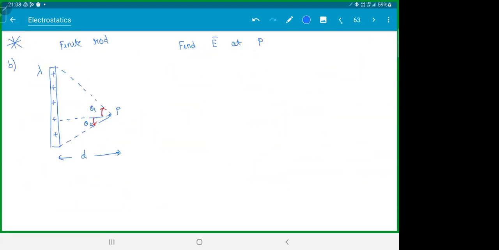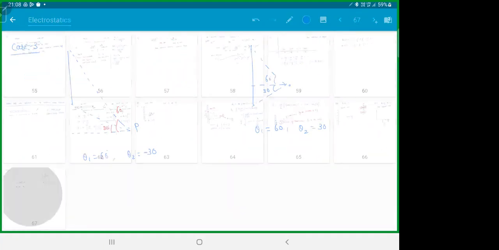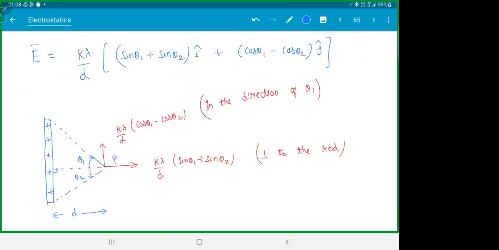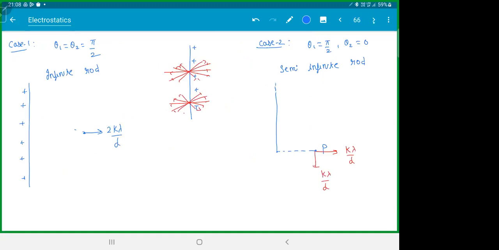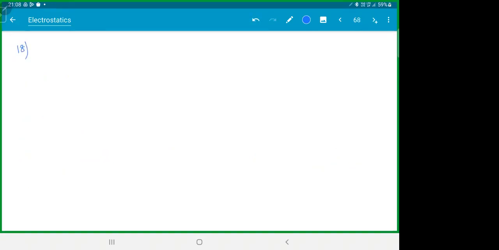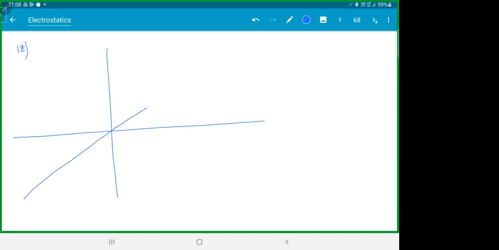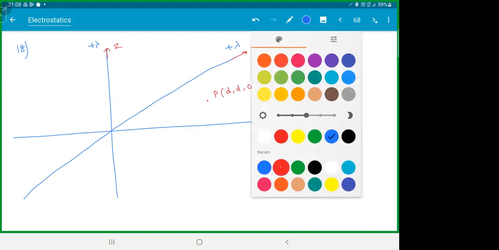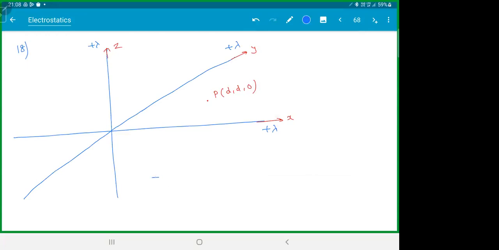Hope everyone copied the formula. Let's see some problems. All copied this? Let's say we have 3 infinite line charges, plus lambda, plus lambda, plus lambda. These are along the x-axis, y-axis, z-axis, and there's a point P here, which is (d, d, 0). So 3 infinite line charges along x, y, z. Find the field at point P.